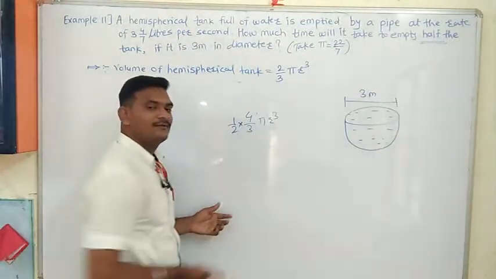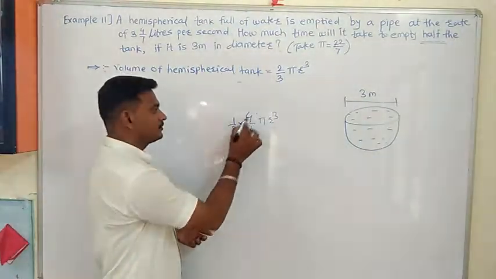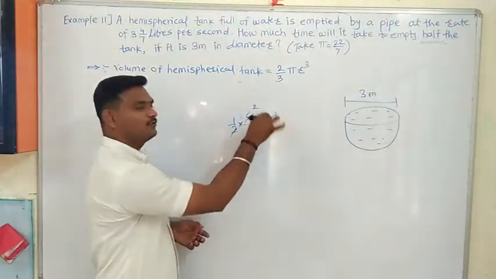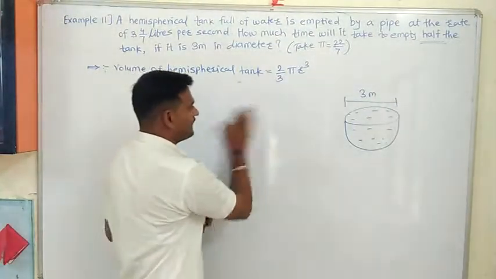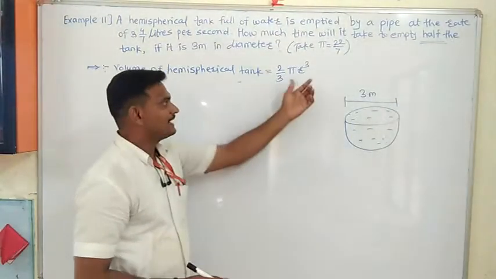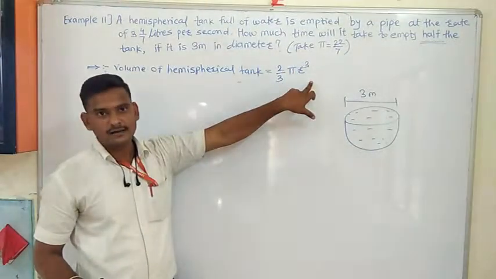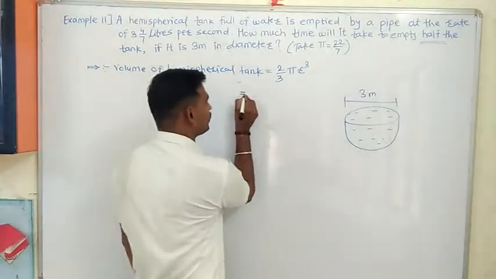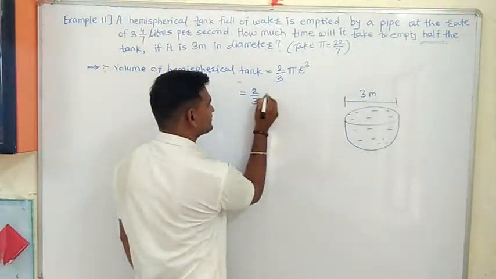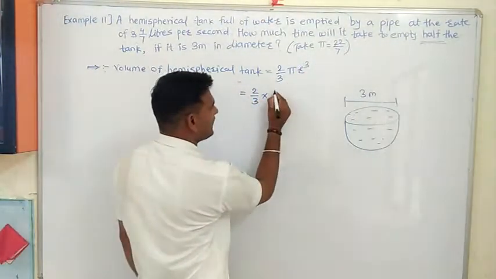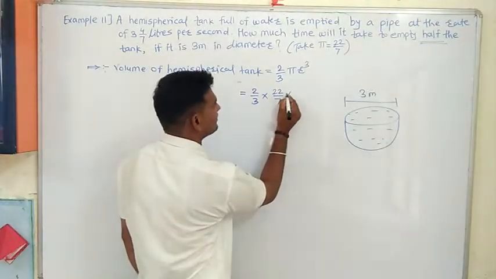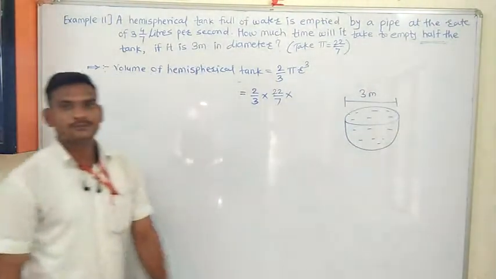Therefore, we have to divide by 2. 2 1s are 2, 2 2s are 4. Therefore, we get 2 by 3 pi r cube. This formula you know from class 9. Now we will put all the values: 2 by 3 as it is, into pi. What is the value of pi? We take 22 by 7, into r cube.